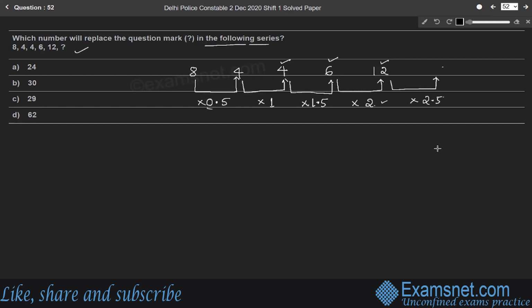So the number by which we multiply is increasing by 0.5 in each case, right? So 2.5 into 12 is how much? It is 30. Therefore, the answer is option B, 30.